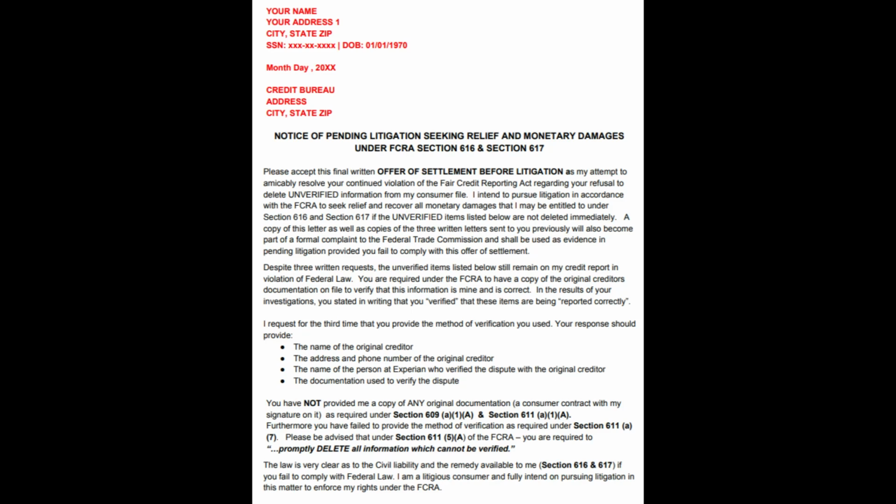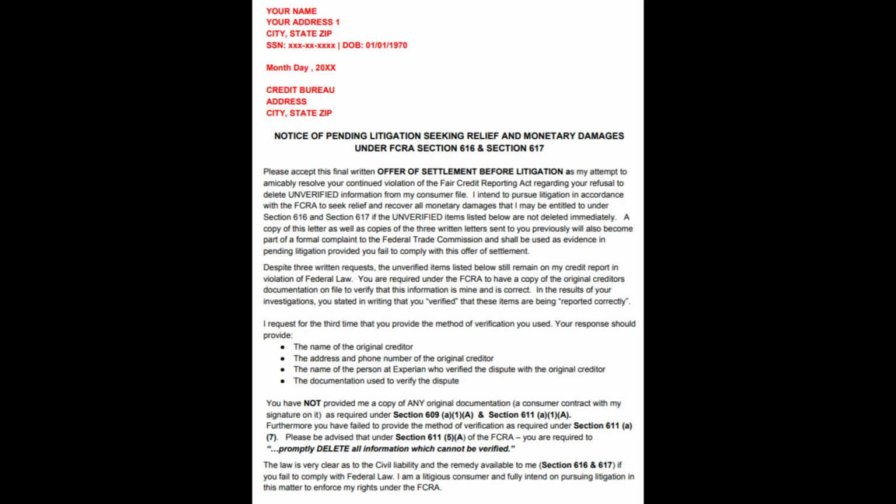A copy of this letter, as well as the copies of the 3 written letters sent to you previously, will also become part of a formal complaint to the Federal Trade Commission and shall be used as evidence in pending litigation, provided you fail to comply with this offer of settlement. Despite these written requests, the unverified items listed below still remain on my credit report in violation of federal law. You are required under the Fair Credit Reporting Act to have a copy of the original creditor's documentation on file to verify that this information is mine and is correct. In the results of your investigation, you stated in writing that you verified that these items are being reported correctly.